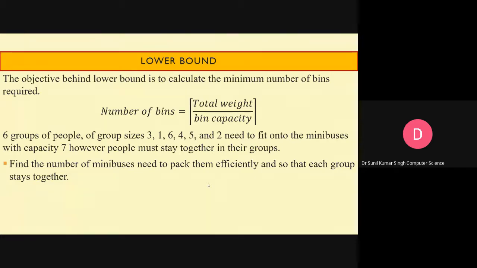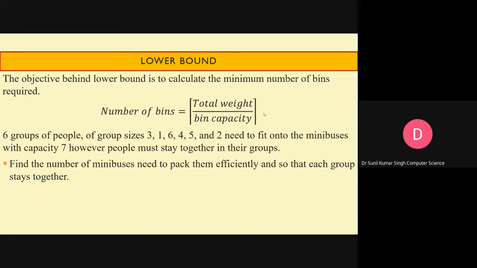Look at the equation: number of bins is equal to total weight divided by bin capacity. Bin capacity means how many data items a container can accommodate. And here we have mentioned a ceiling function. Ceiling function means that if we calculate this value as a fraction like 3.5 or 3.9, then we can say that 4 bins are required. We have to take the ceiling value of it. Am I audible? Yes, sir.